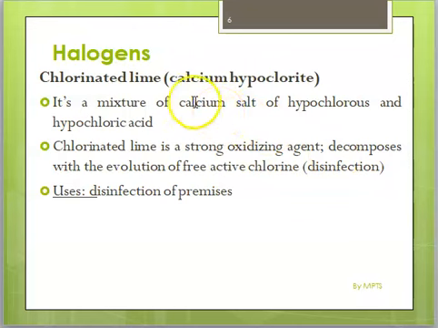Let us look at chlorinated lime, or calcium hypochlorite. This is a mixture of calcium salts with hypochlorous and hydrochloric acid. Chlorinated lime is a strong oxidizing agent and decomposes to give active chlorine, which is used for disinfection. And this is for disinfection of premises. This is what we call the jig.